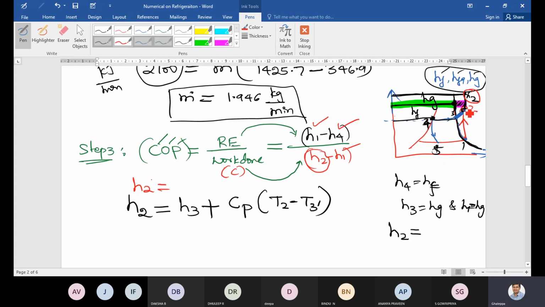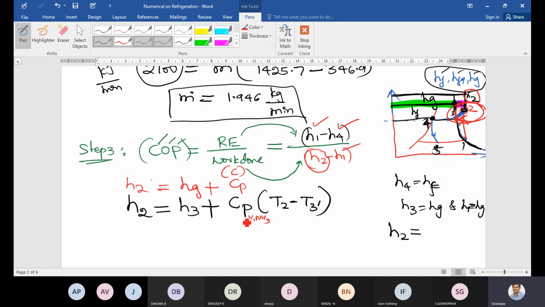Okay, fine. H2 is equal to H3. H3 mathematics Hg, because point number 3 is Hg plus Cp. Cp means what? Specific heat. Okay, my dear students, will you take Cp of liquid or vapor in this region? In 2 to 3, whether it's Cp of liquid ammonia or Cp of vapor ammonia? Point number 2 region: vapors. So Cp of vapor ammonia. Keep in mind, how much is the value of Cp of vapor ammonia? It is a standard value. We need to remember.